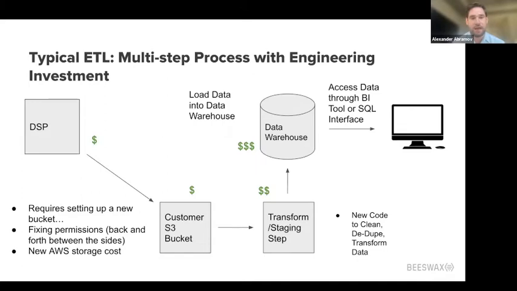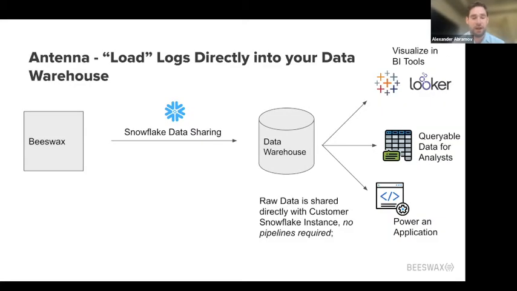So this is exactly what our Antenna offering aims to solve. The focus of the Antenna offering is to remove the complexity of setting up ETL pipelines. By subscribing to Antenna, clients can gain querying access to their logs from day one through a Snowflake interface that we set up on behalf of the client, and not have to worry about any sort of engineering investments outside of querying the actual data. Beeswax handles the ingestion, the processing, the backfilling when necessary, and the maintenance of the pipes.